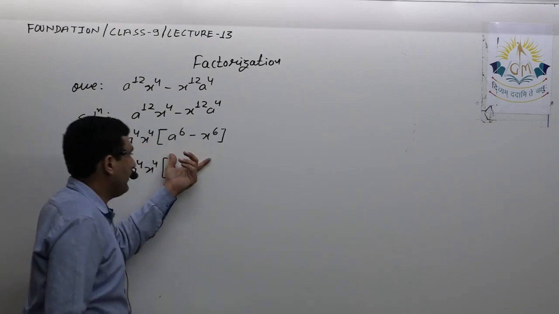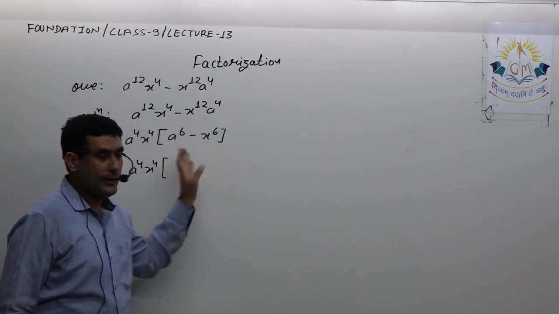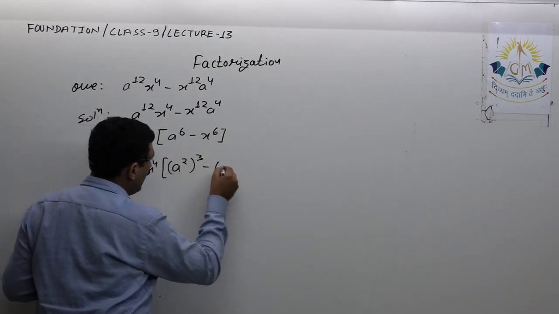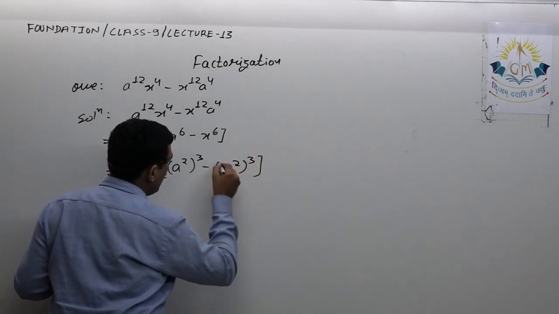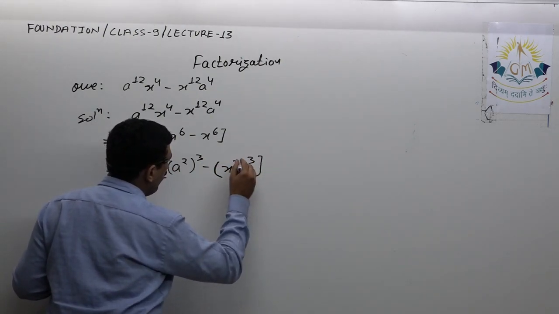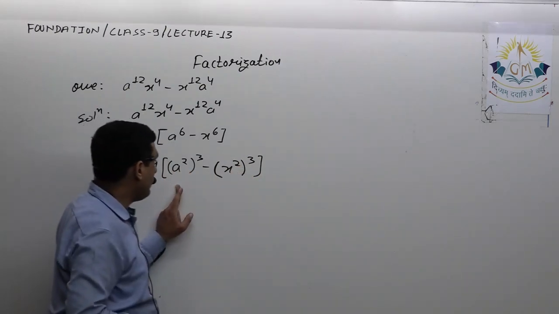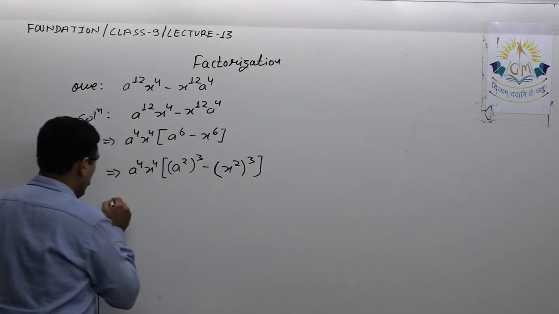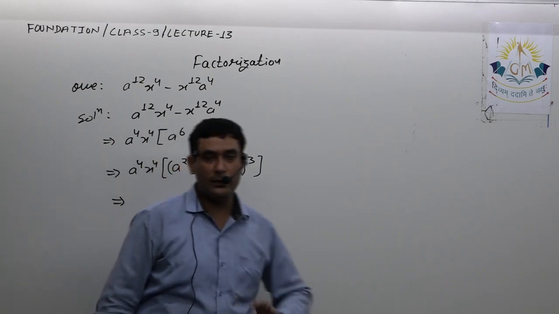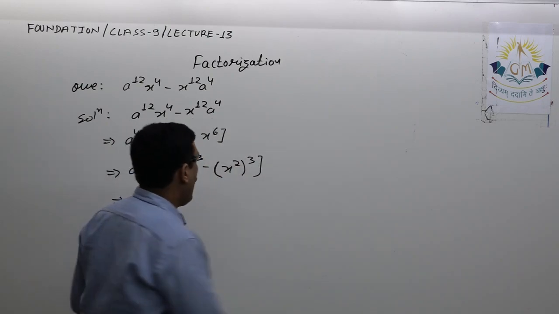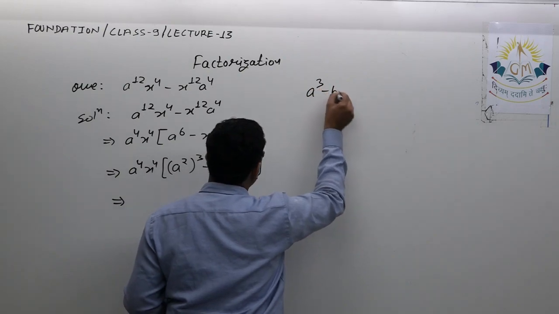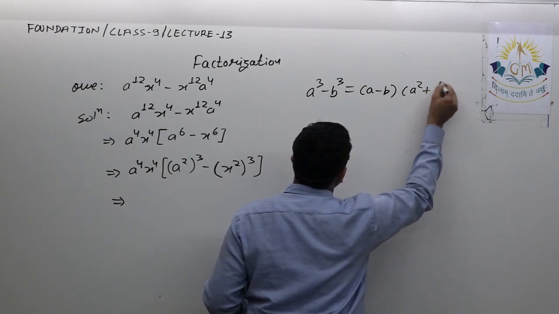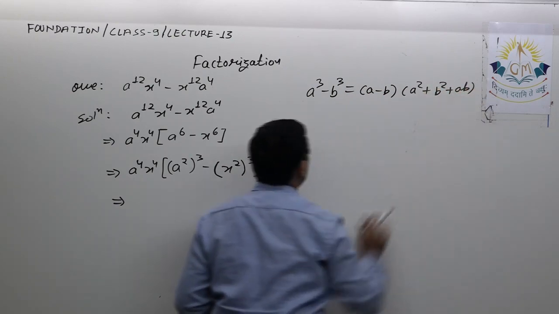So here definitely we can apply the identity of, directly there isn't any identity, but we can write this in the form of a cube minus b cube, isn't it? This is x raised to 2 whole cube minus a raised to 2 cube minus x raised to 2 cube, that is a cube minus b cube. Now I am conceding that you are ready with the identities. Now a cube minus b cube is a minus b, a square plus b square plus ab.